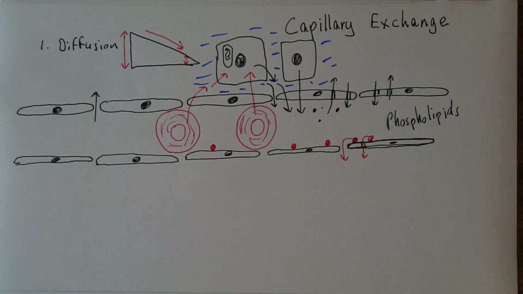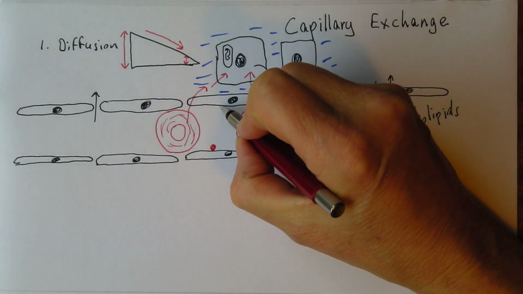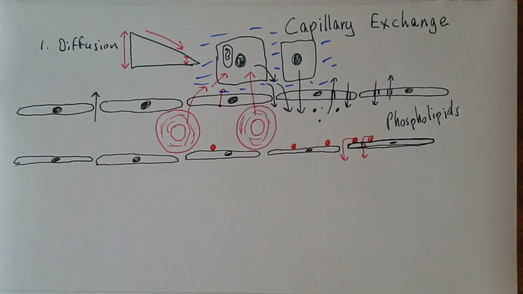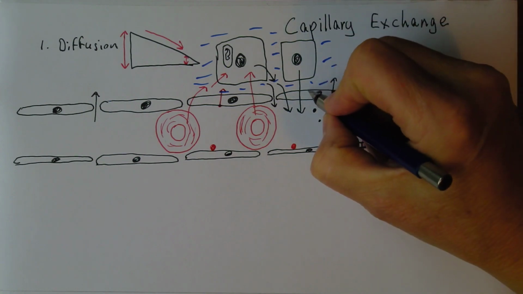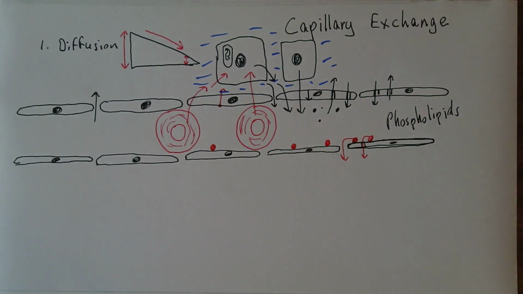But other substances are fat soluble. Oxygen and carbon dioxide are such small molecules, they are fat soluble. So when an oxygen molecule comes to the edge here, it can just diffuse through the cell. Likewise, a carbon dioxide molecule can simply diffuse through the cell because they're small and they will dissolve into fatty tissues.